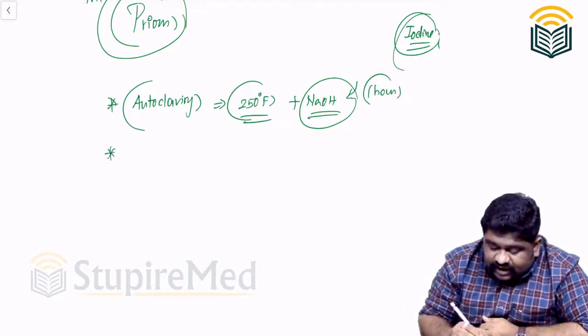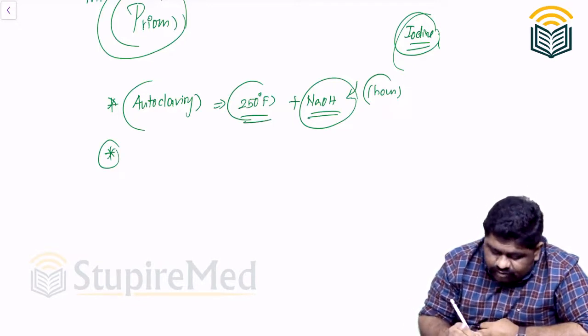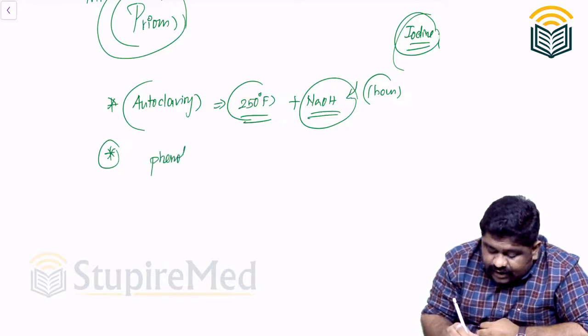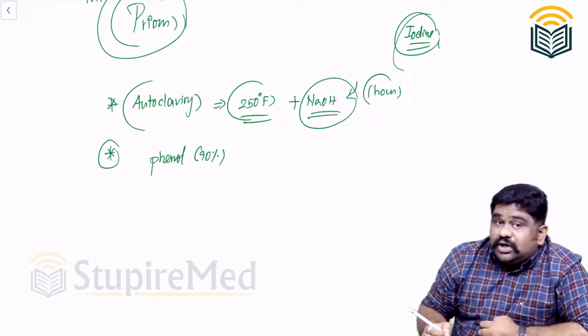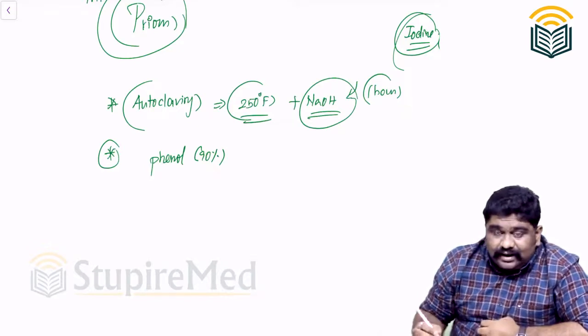Autoclaving at 250 degrees Fahrenheit with NaOH for 1 hour. Next, I can do it for phenol. Phenol, 90%. 10% phenol is carbolic acid. 90% phenol doesn't have a name. That is capable of acting against prion.